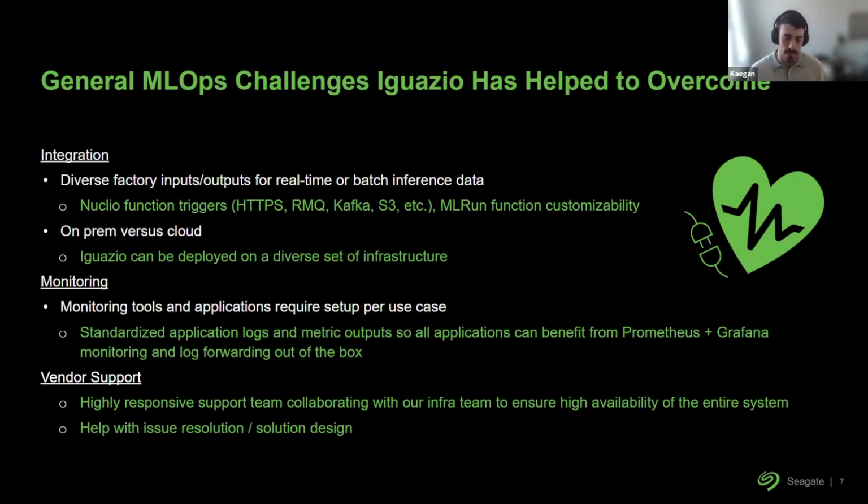And then lastly would be the vendor support. This is always a major question when you're thinking about building versus buying an MLOps solution. And I think the vendor support is also something that is highly underrated, where when you have this highly responsive support team collaborating with your infrastructure team and ensuring the high availability of the whole system, it's super beneficial to be able to have someone that you can go to, not just to make sure that everything's up and running, but also things like upgrades and migrations. So upgrading even just specific components that you don't get when you're using an open source solution, for example, where it can be a lot more complicated to upgrade and test those things, especially across different deployments. And help with issue resolution and solution design as well. So those are some general MLOps challenges.